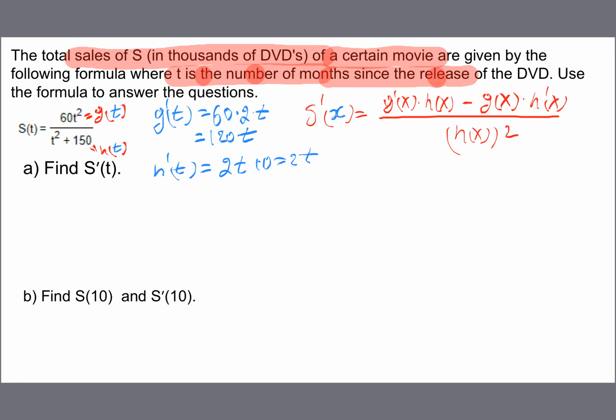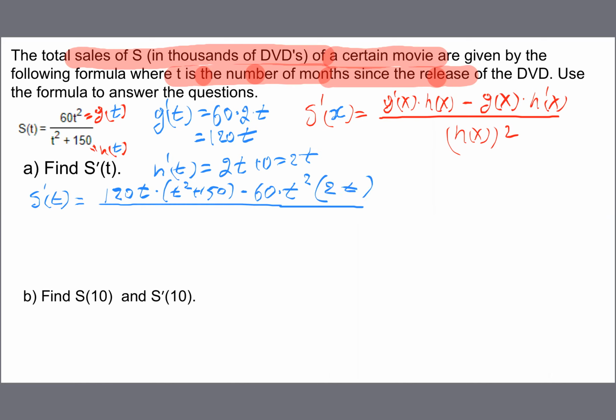All right, so s prime of t is going to be g prime of t, which is 120t, times h of t, which is t squared plus 150, minus g of t, which is 60 times t squared, times h prime of t, which is 2t, divided by h of t squared, which means we square the denominator, t squared plus 150 squared. Let's simplify this.